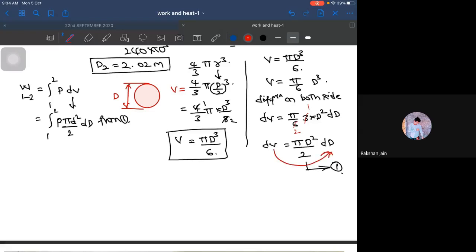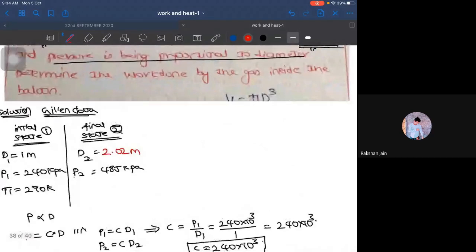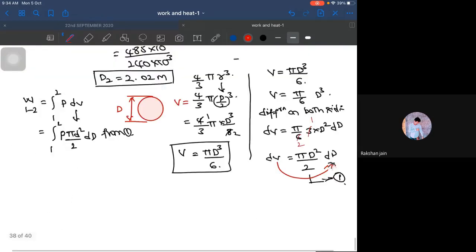Just to have used the volume expression of the sphere and just differentiated both sides to change V to d. So that was my intention. That's why I have done it. Because I don't have volume. See here, in the given data there is no volume, but I have the diameters. So from diameters I can calculate. So that's why I have changed things to the diameters.